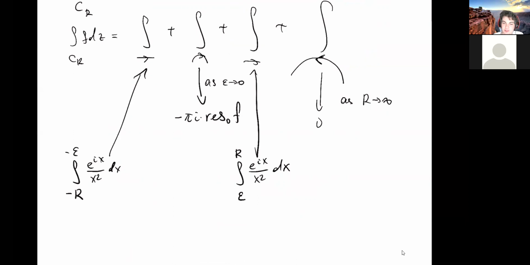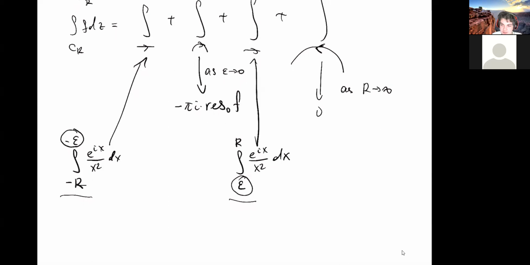Now let's imagine that epsilon goes to 0. If epsilon goes to 0, it means that we take this minus epsilon and replace it with 0, and we take this epsilon and replace it with 0. And then what do we have? We have an integral from minus r to 0 plus the integral from 0 to r. So these integrals add together and we get an integral from minus r to r. And then when we set r to infinity, we get an integral from minus infinity to infinity.